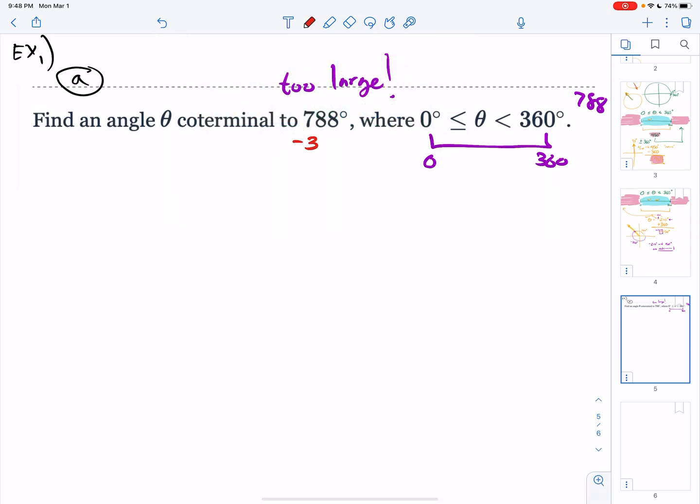360. What you're going to end up getting here, I believe, is 428 degrees. Now, we want to make sure that our angle is somewhere between 0 and 360, but look, it's not in between yet.